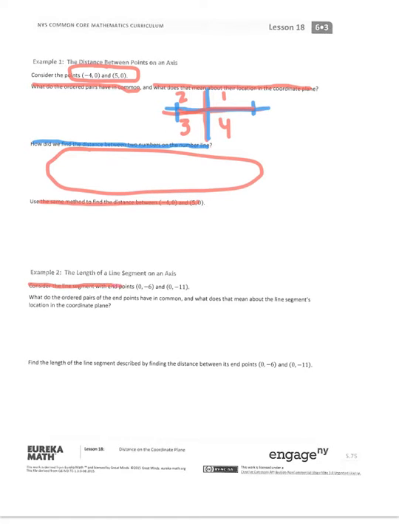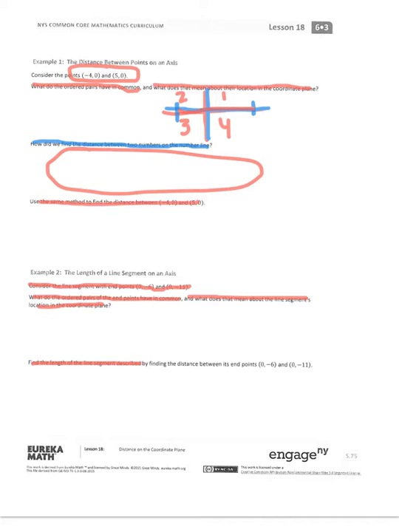Consider the line segment with endpoints 0, -6 and 0, -11. What do the ordered pairs of the endpoints have in common? What does that mean about the line segment's location in the coordinate plane? Does that mean they're on the same x-axis, y-axis, the same coordinates? What is it? What do they have in common? Do they both have positive numbers? Do they both have negative numbers?